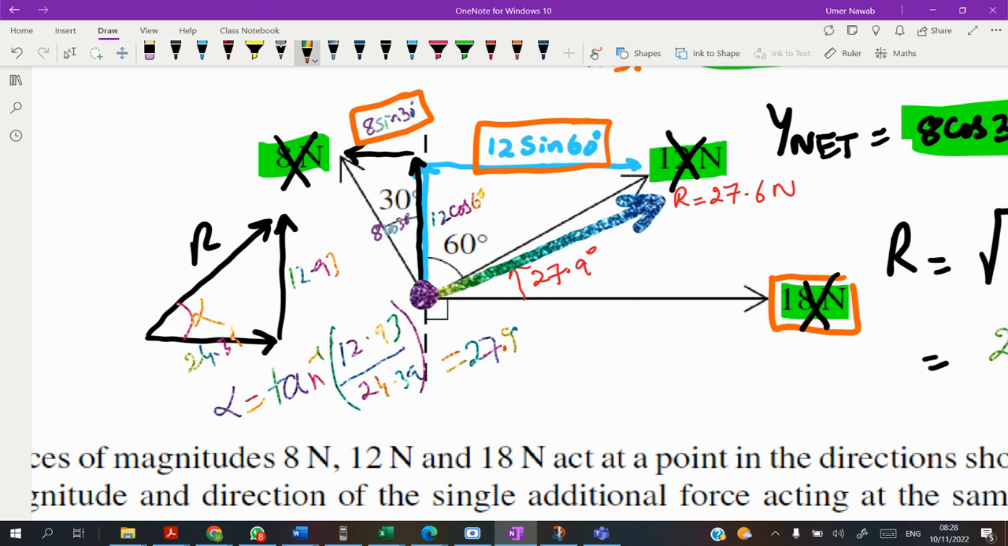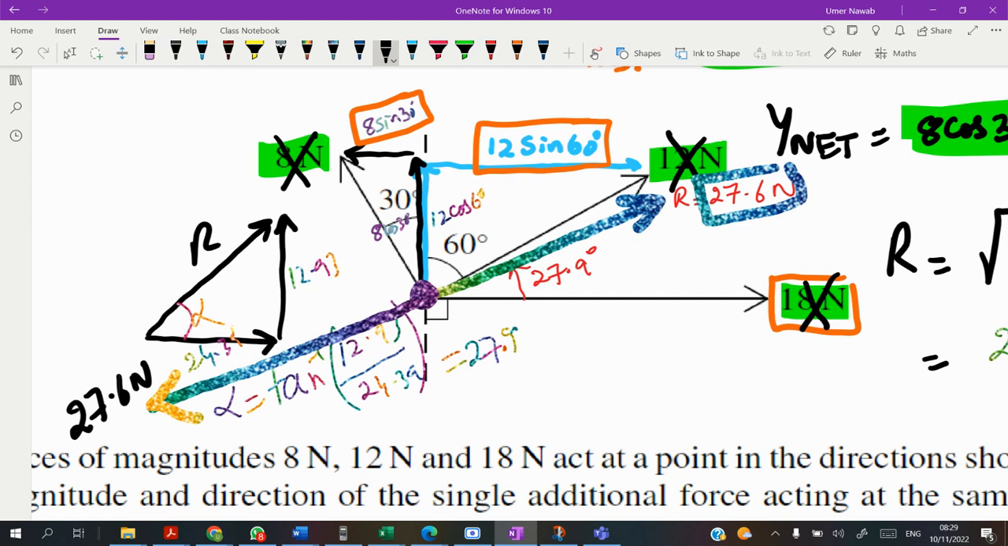If I remove all these three forces, I will see this body or the particle is moving in this direction with resultant 27.6. But I want to make the system in equilibrium, so I need to apply an equal force on the opposite side, right? So when I apply the equal force on the opposite side, the resultant magnitude will be the same, 27.6 newtons, but the direction will be opposite to 27.6.